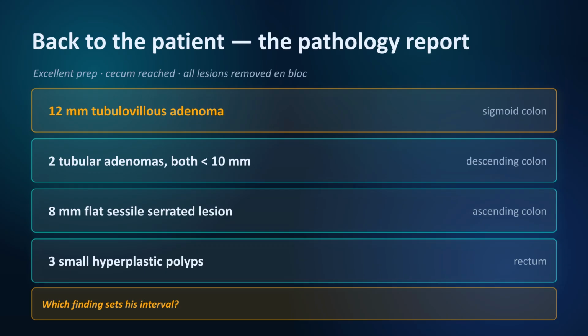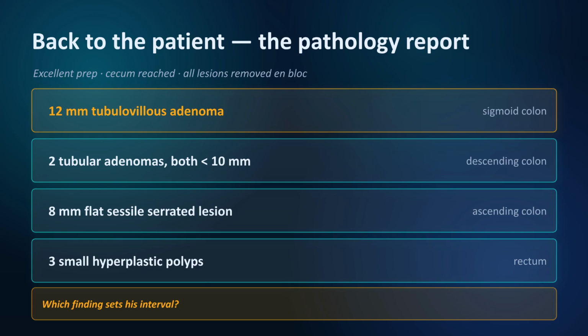Back to our patient. He had his colonoscopy. The preparation was excellent, and the cecum was reached and photographed. 4 kinds of lesion came back on the pathology report. A 12 millimeter tubulovillous adenoma in the sigmoid colon. 2 tubular adenomas in the descending colon, both under 10 millimeters. 1 flat sessile serrated lesion of 8 millimeters in the ascending colon. And 3 small hyperplastic polyps in the rectum. All of them were removed completely and in one piece.